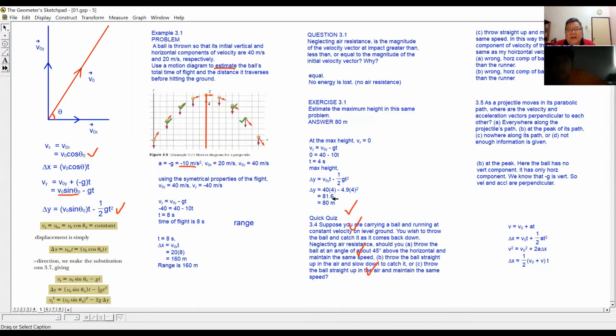But maybe I should have used 10, because here they use 10, which is actually only one significant figure. So the answer they round off to one significant figure. Okay, round off to one significant figure.